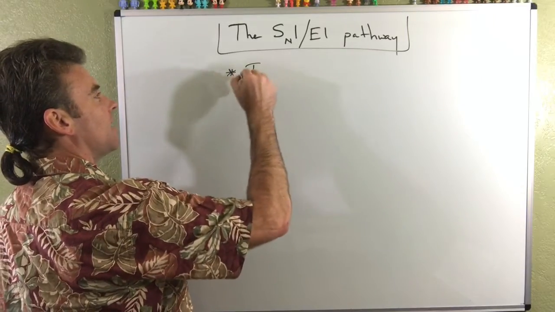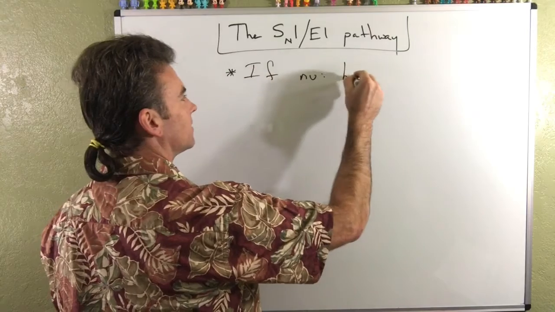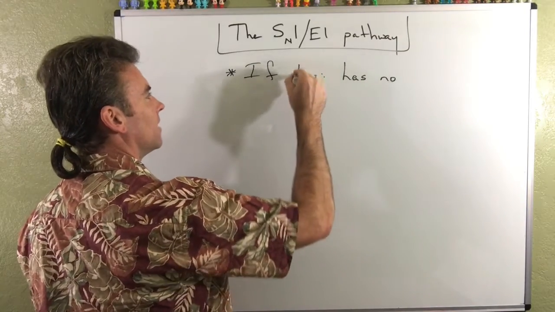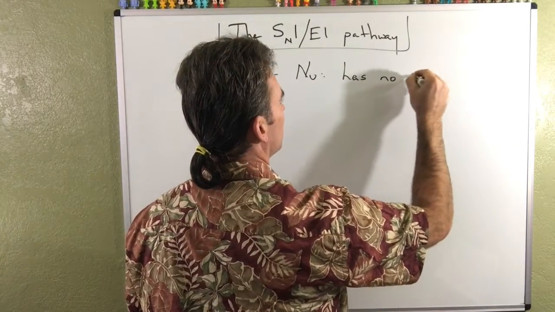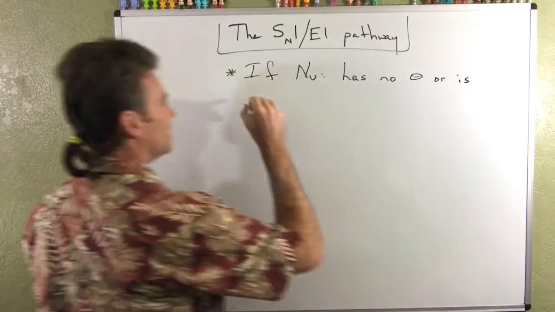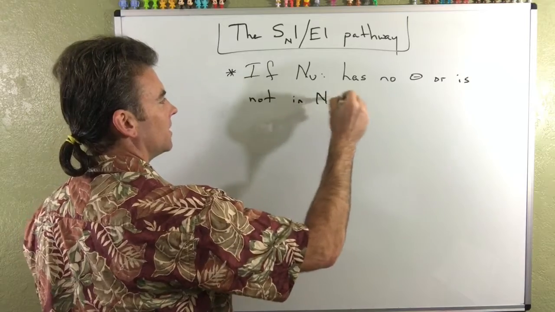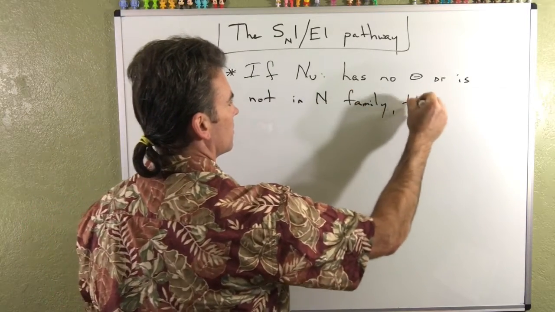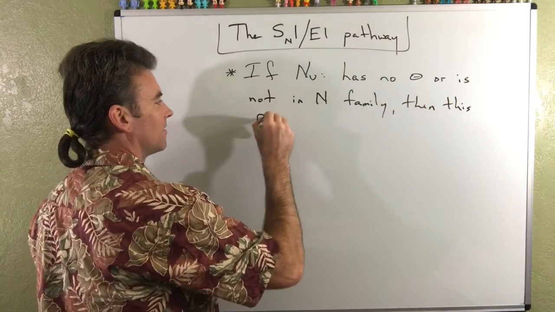So we'll just say if the nucleophile has no negative formal charge or is not a nitrogen, or we'll just say in the N family, the pnictogen family, then this pathway is likely.